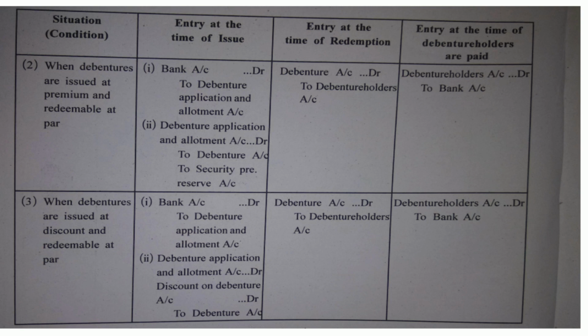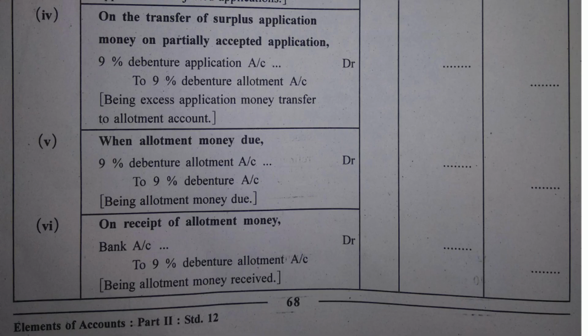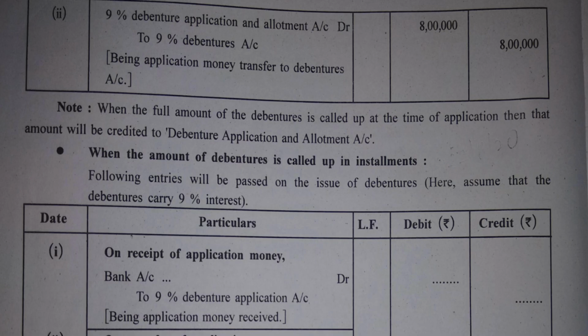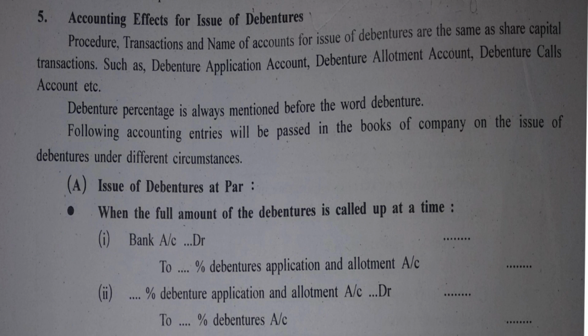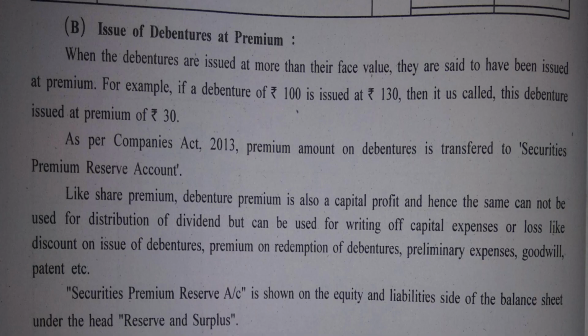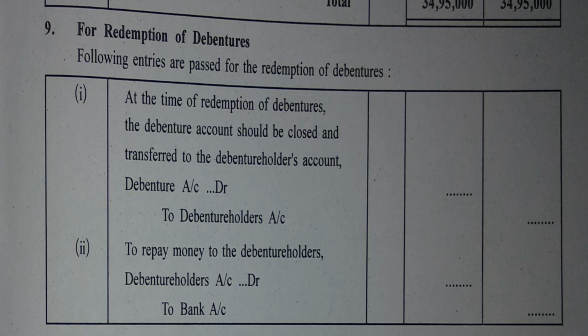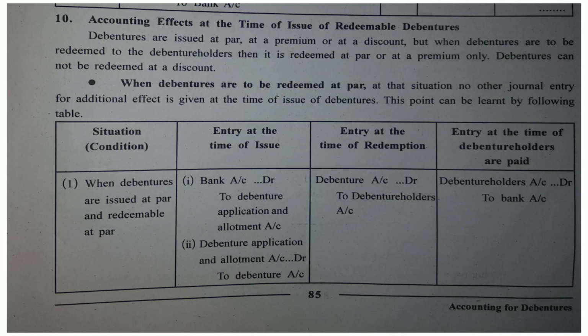Yes, we have understood about the topic of issue of debentures at par. Then we have talked about issue of debentures at premium, then issued at discount. Then we have understood about the journal entries for redemption of debentures. So the mixture of all is given in this table.